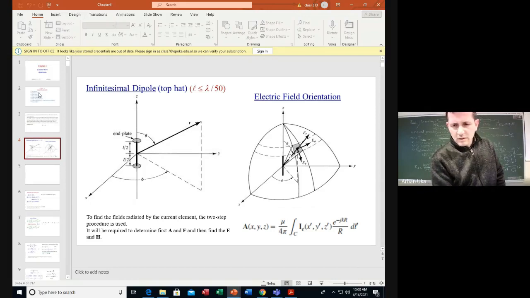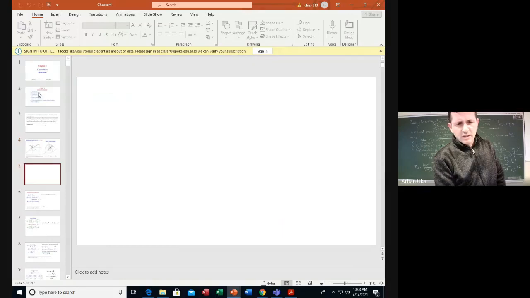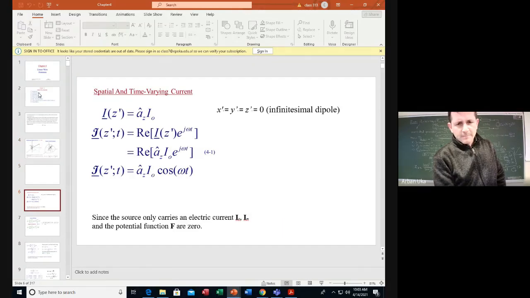This is all expected. Now, if we have this current I on the infinitesimally small dipole, the vector A can be found using this expression. We'll use this approach of finding A first, and then from A finding E and H. The current in this dipole we denote as shown here: the current is a_z, pointing in the z direction, times I_0.